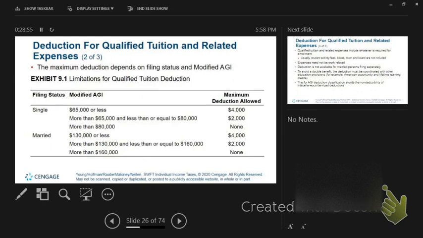No more than 80, sorry. And then notice it goes down to $2,000. If you're married, it's less than $160,000 and you only get $2,000. So it's a low threshold comparative to what we're going to see with the American Opportunity Credit. So if you're married, you can make no more than $160,000 combined income to get this deduction.